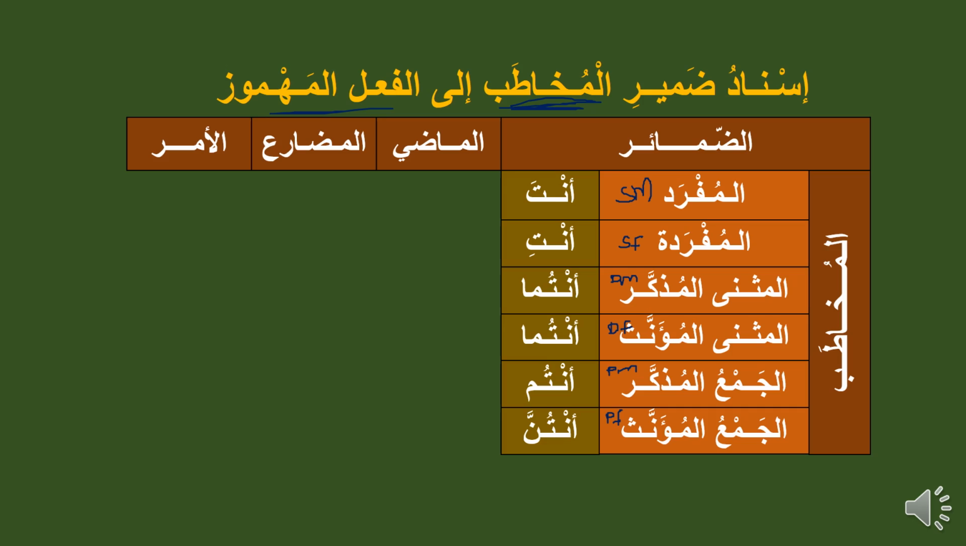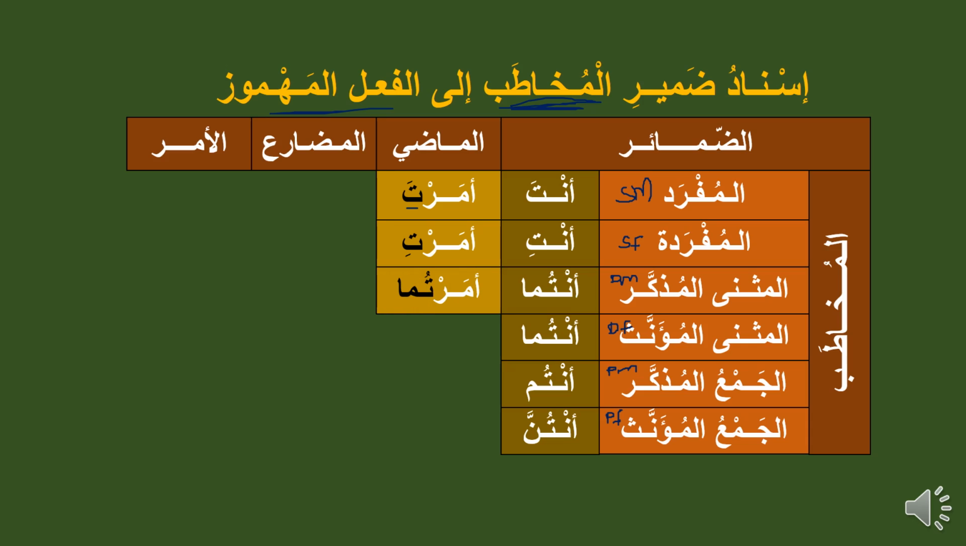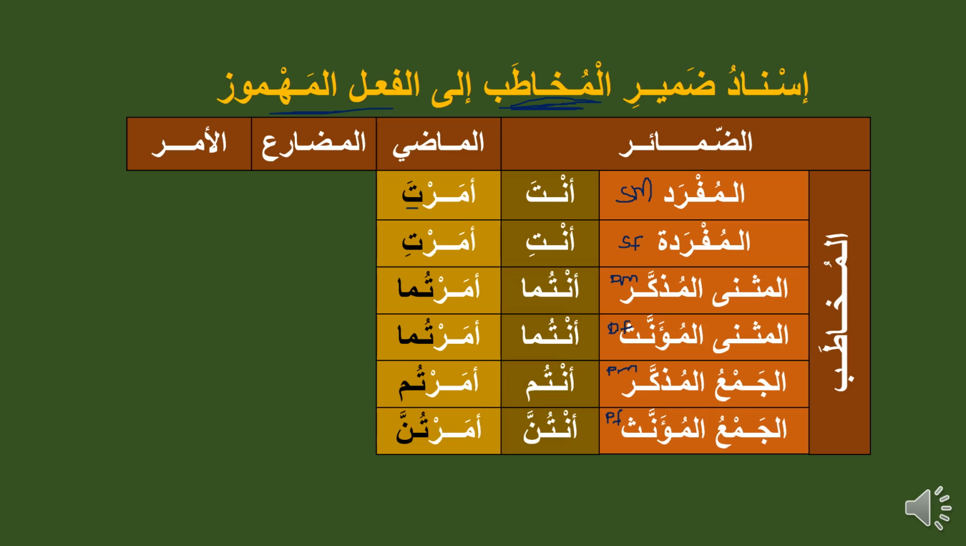So let's join all these pronouns to a Mahmuz verb. So from Madi, anta is going to be amarta. You, singular masculine, ordered. Amarti, you, singular feminine, ordered. Amartuma, you, dual masculine, ordered. Also amartuma, you, dual feminine, ordered. Amartum, you, plural masculine, ordered. Amartunna, you, plural feminine, ordered.